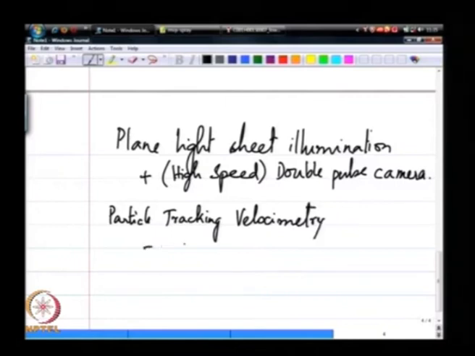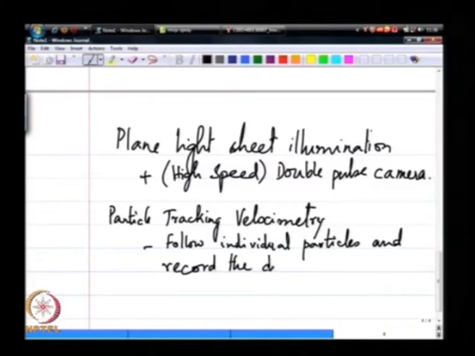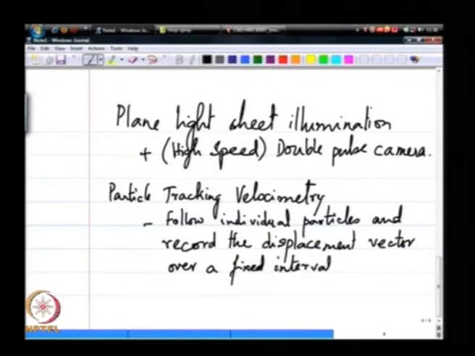This is the simplest of drop velocity measurement techniques, where you follow individual particles and record the displacement vector over a fixed interval of time.